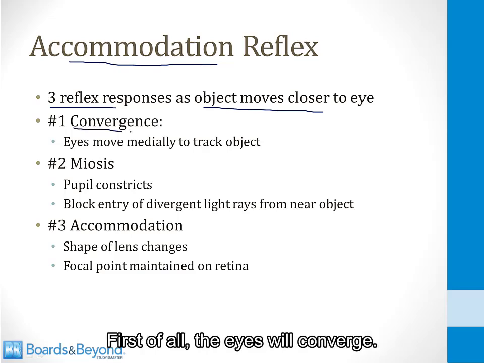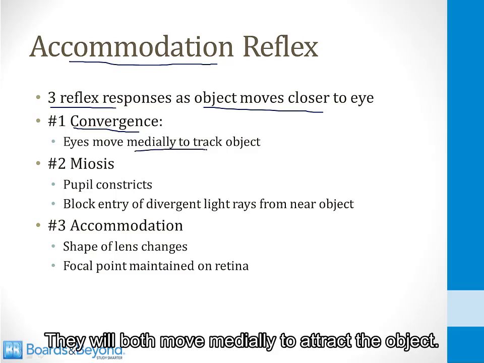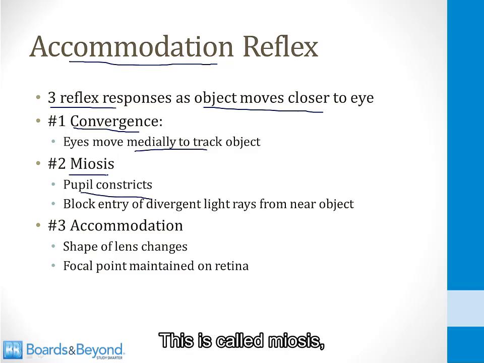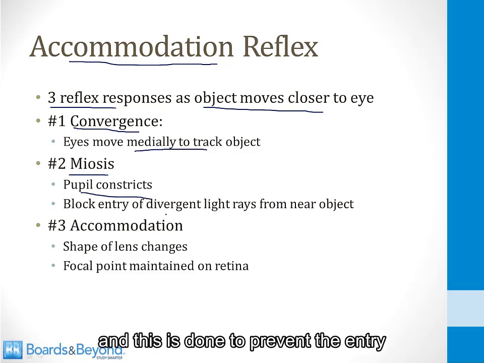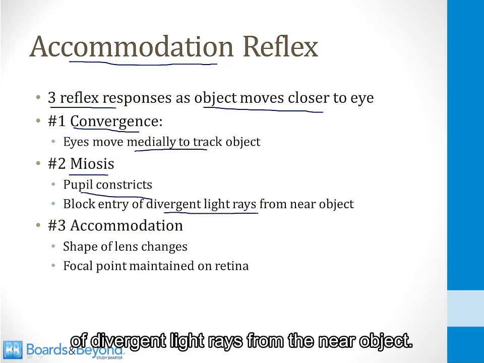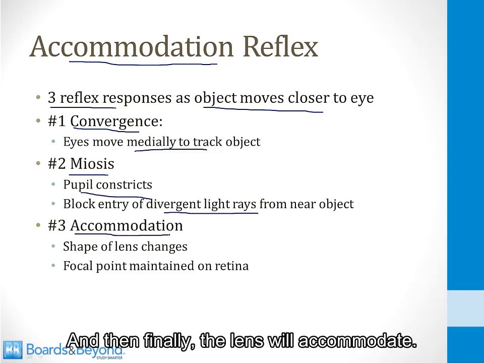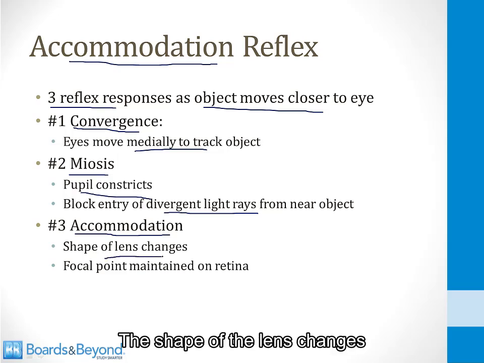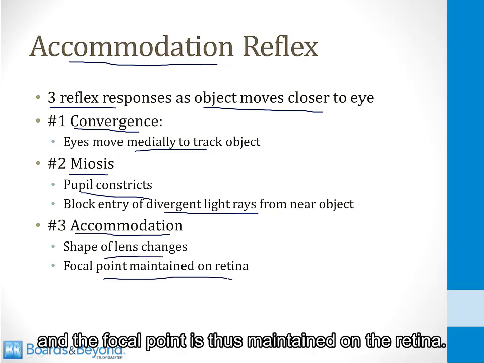First of all, the eyes will converge. They will both move medially to track the object. Secondly, the pupils will constrict. This is called miosis, and this is done to prevent the entry of divergent light rays from the near object. And then finally, the lens will accommodate. You can't see this on physical exam, but this is the 3rd component of the body's accommodation reflex. The shape of the lens changes, and the focal point is thus maintained on the retina.